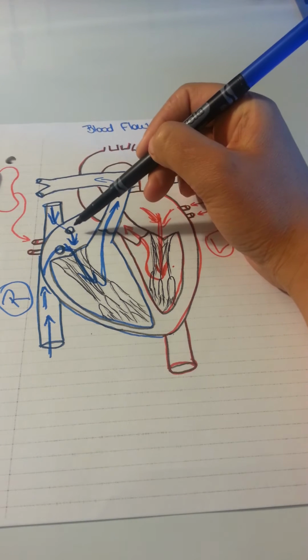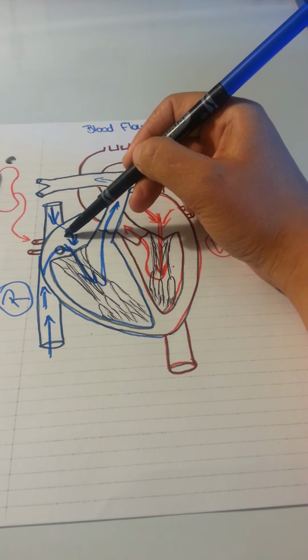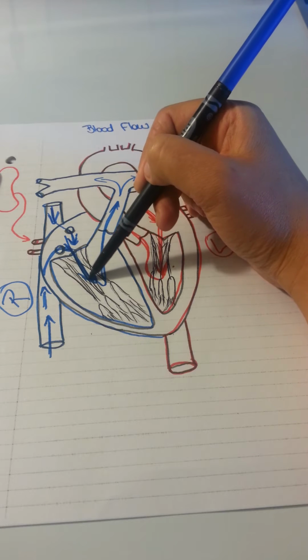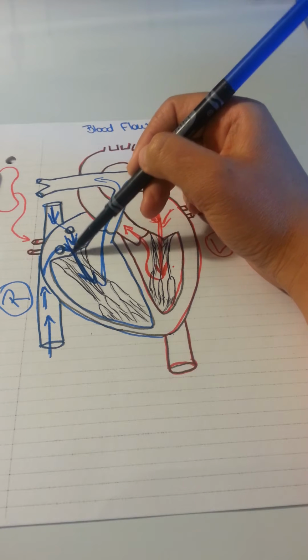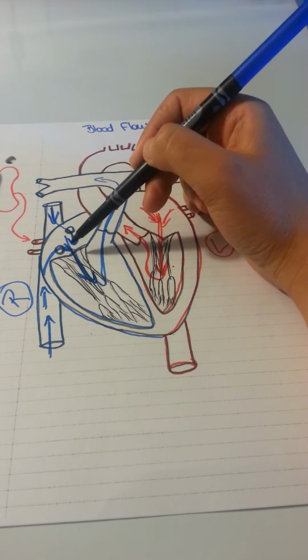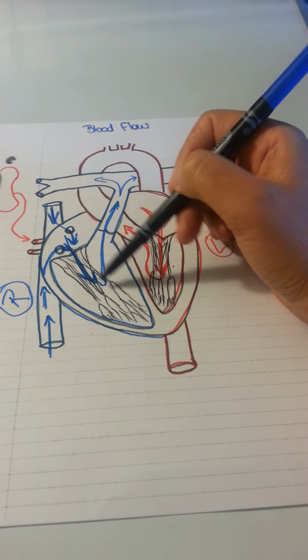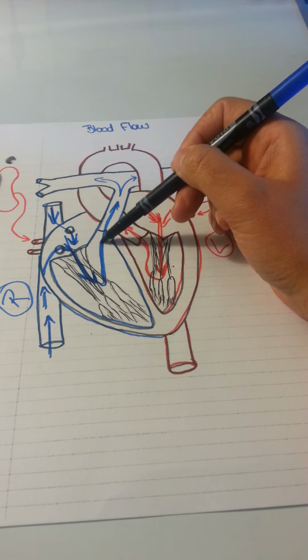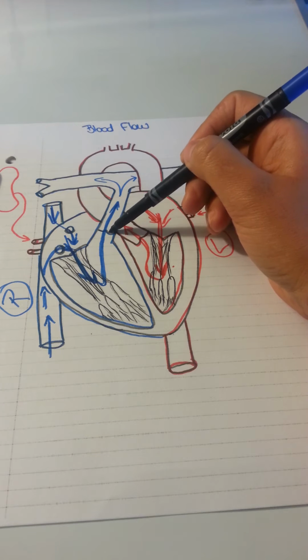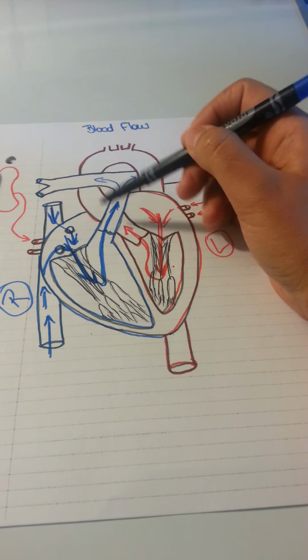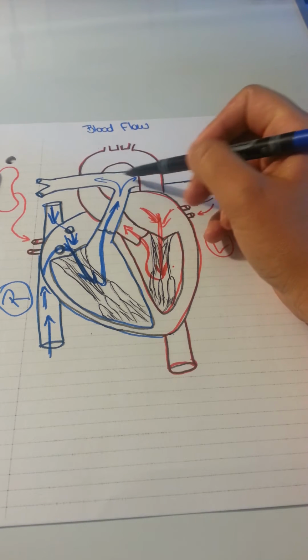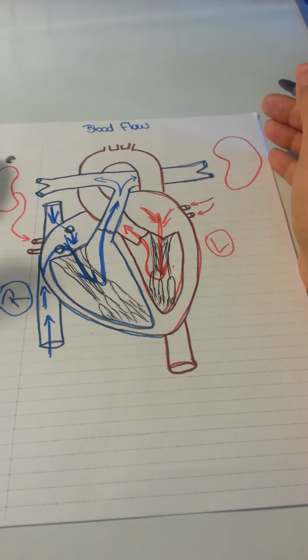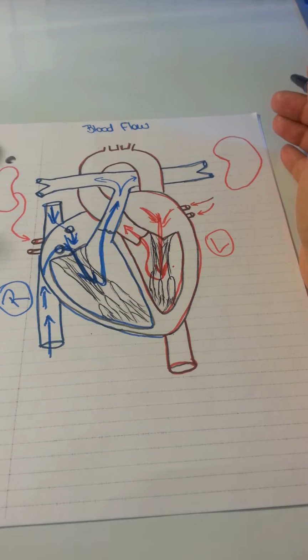The atrium will contract, and it will push the blood down to the ventricle through the tricuspid valve. After the ventricle contracts, the blood will be pushed to the pulmonary artery through the pulmonary valve into the right and left pulmonary arteries to the lung to be recycled.